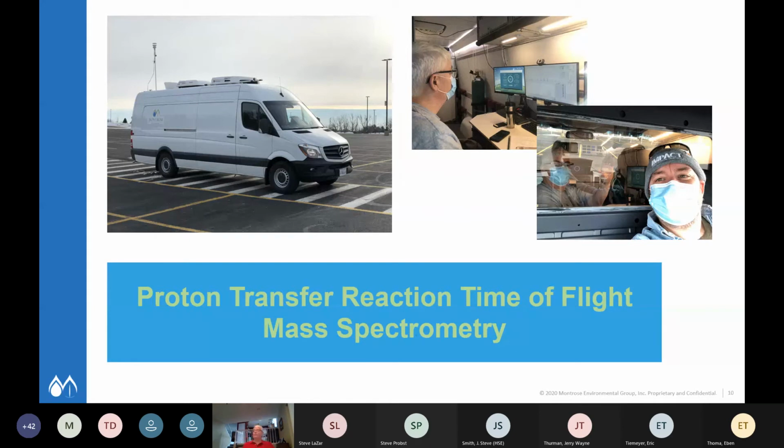So switch over a little bit now and talk a little bit about proton transfer reaction, time of flight mass spectrometry, which is a big mouthful. So we usually just abbreviate it PTR. So in the top left up here, this is our mobile testing platform. This is one sampling boom in this system up here.